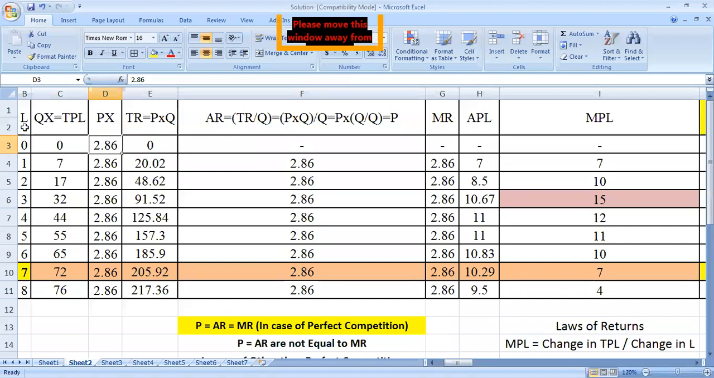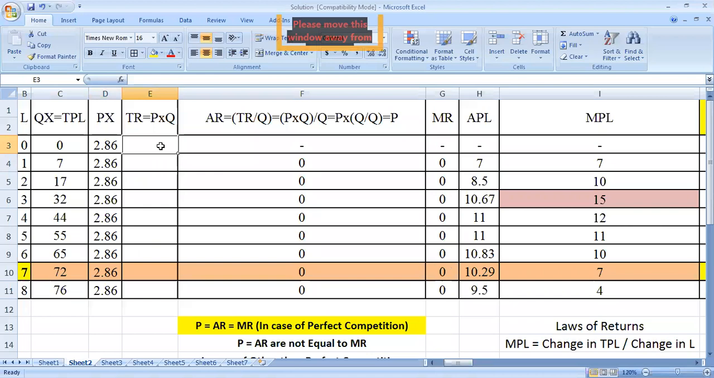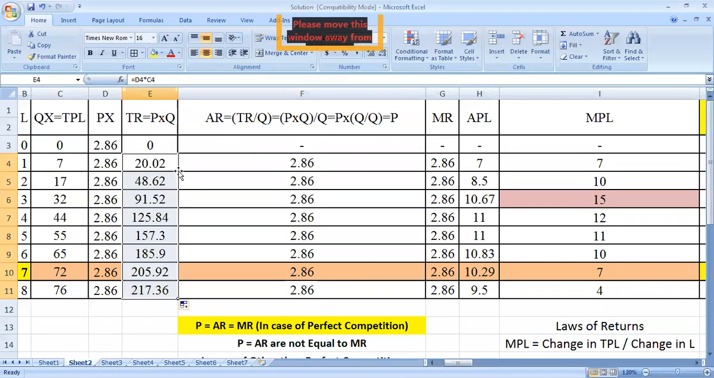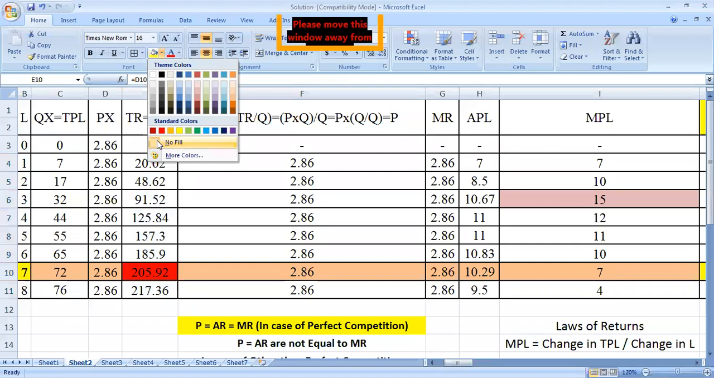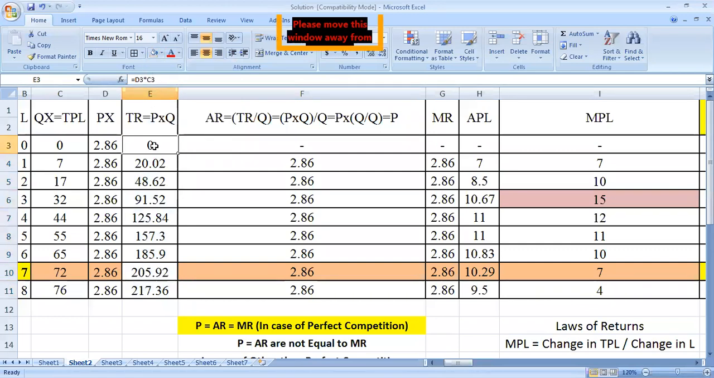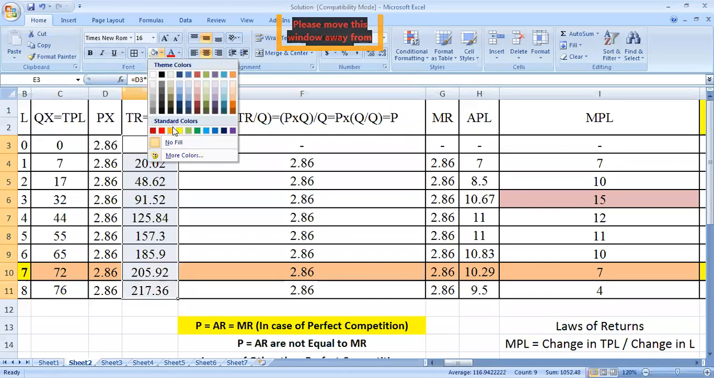So let us multiply 2.86 with 0 to obtain the column of total revenue. Now let me just show you this information. When you multiply 2.86 with 0, you obtain the answer as 0. When you multiply 2.86 with 7, the answer should be 20.02. And let me carry on all the information. So you could come to know that this is the column of total revenues. Total revenue is the product of price with quantity, and it also refers to the sales for a firm, right?